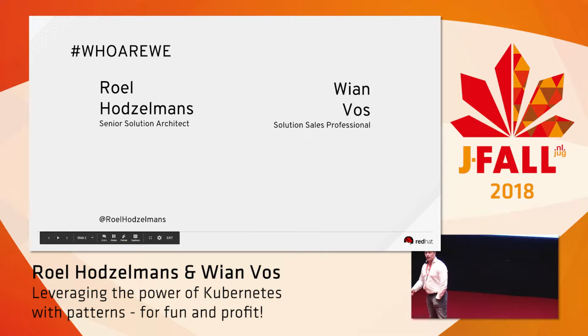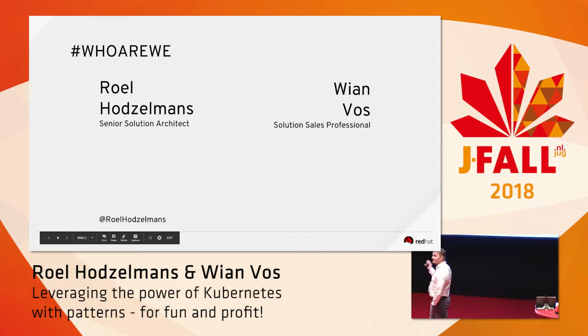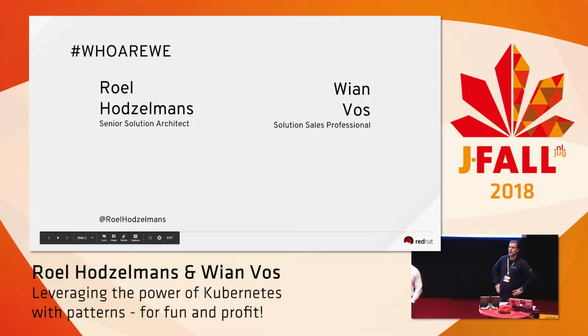Who are we? Well, my name is Wian Vos. I'm a solution sales professional, actually, at Red Hat. So usually I talk about OpenShift and stuff, but as this is JFall, we're not allowed. So we're going to talk about Kubernetes. My name is Roel Hodzelmans. I work at Red Hat.